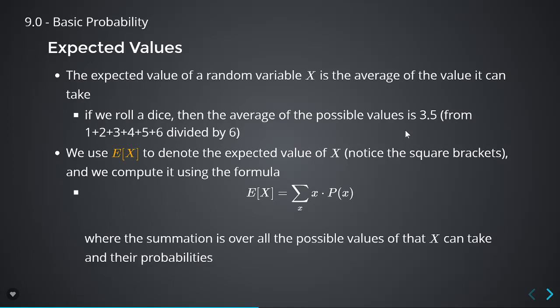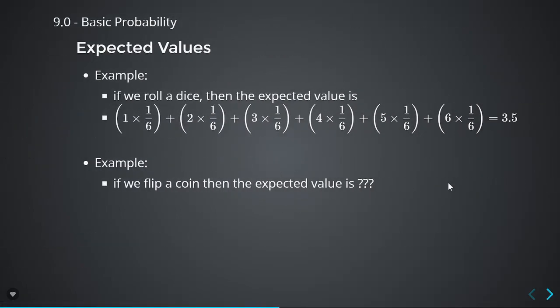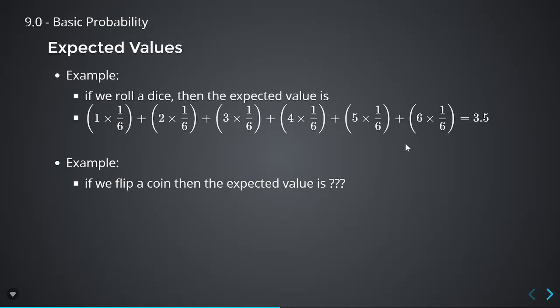And we write E[X] to denote this expected value. Notice the square brackets. This is computed using the formula x times P(x) for every possible value of x. And that's just it. So when you roll the dice, this is how you compute the expected value using that formula. You can get 1, that's a 1 in 6 chance. You get 2, that's a 1 in 6 chance. 3, 1 in 6 chance, and so on. You will get 3.5.